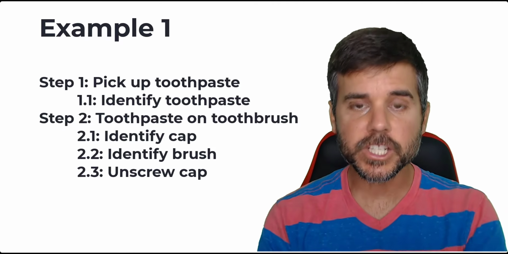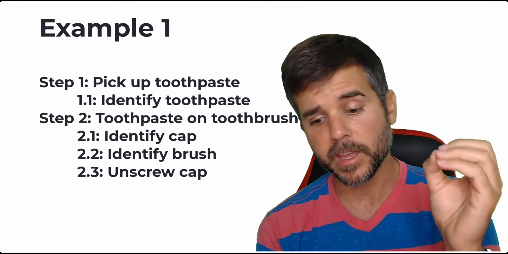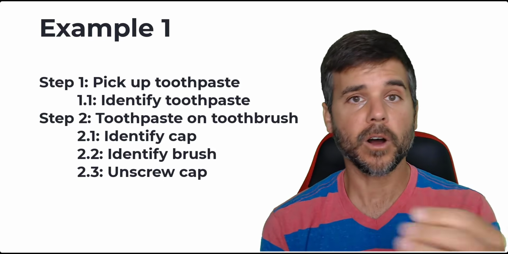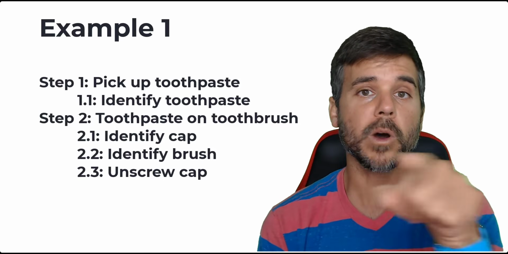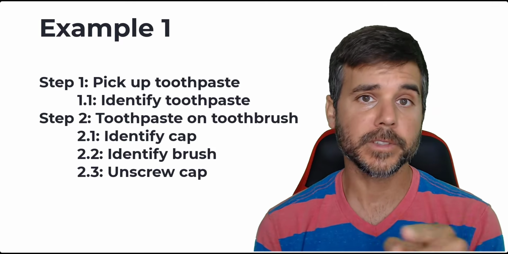So you can see each step, the simplest way to make a task analysis is to say step 1, 2, 3, 4, all your steps, the process, and then say, well, what is involved in this step 1 to get it done? What is involved in this step 2?